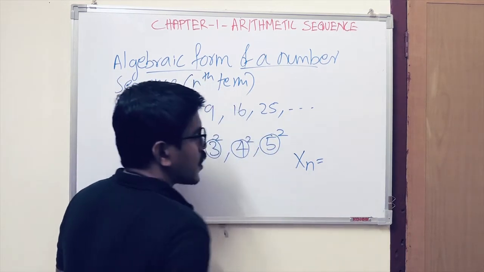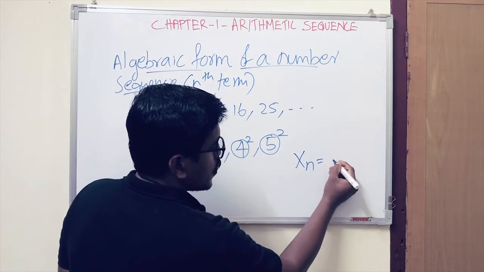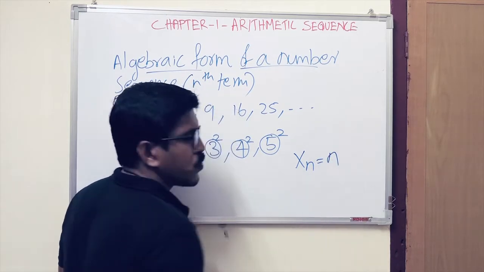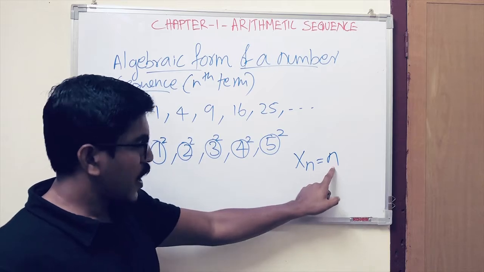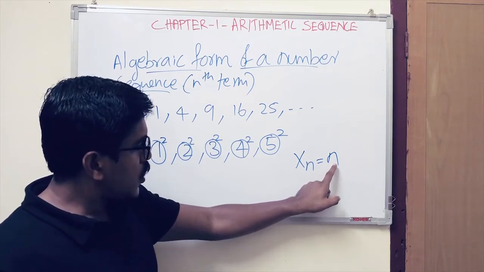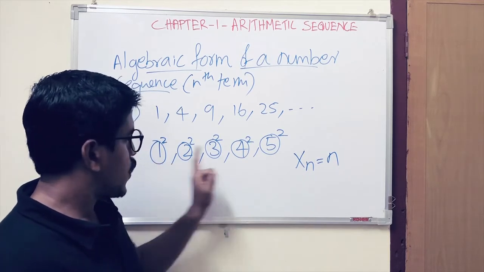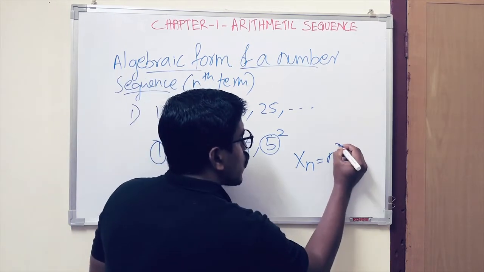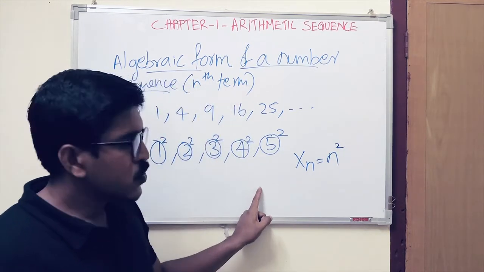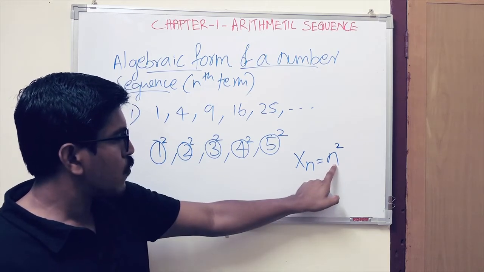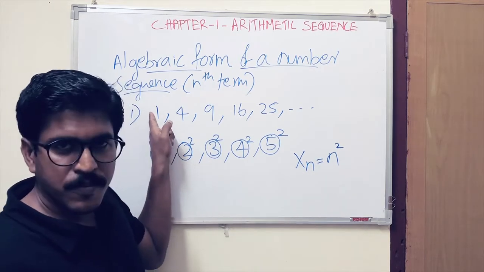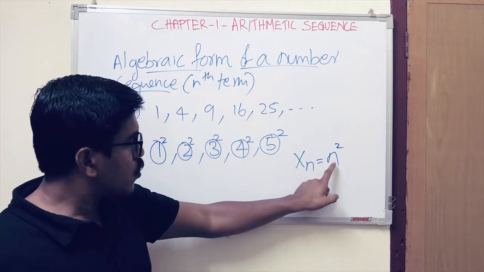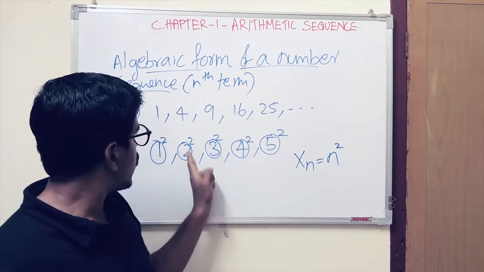So we can use any letter here; we can use n. If n equal to 1, 1 will come. If n equal to 2, the second one will come. So we need a square mark, that's right. So now if we put n equal to 1, 1 square, that is 1 will come. If n equal to 2, then 2 square, 4 will come.